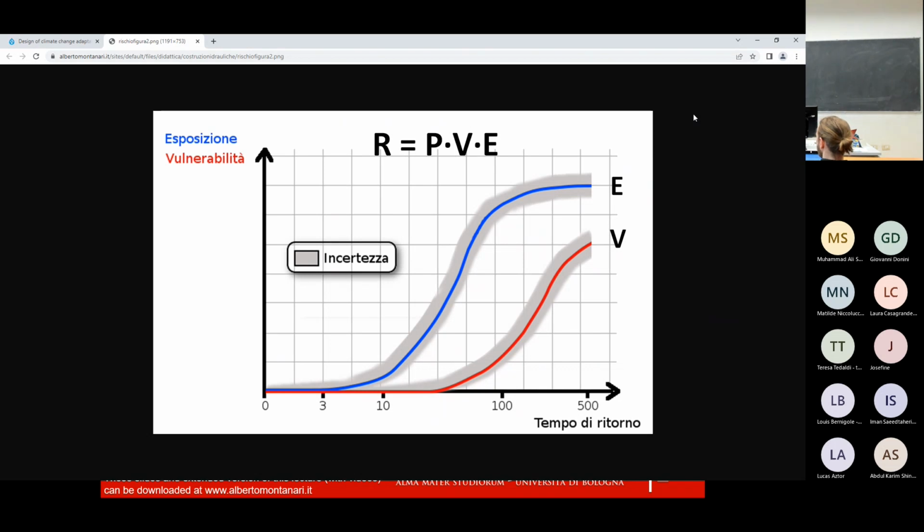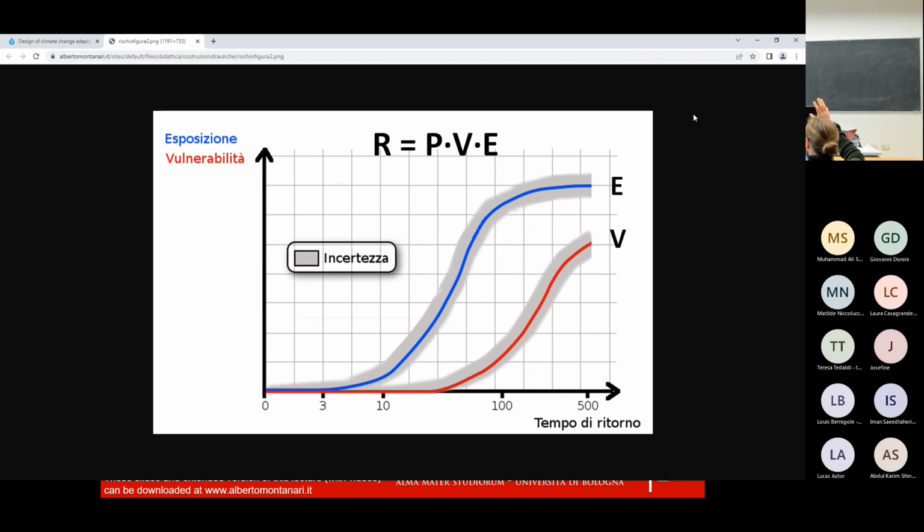Here I am focusing only on the vulnerability and exposure curves, and I am displaying the return period instead of the intensity of the event. And here you see that I also put some numbers, but it doesn't change anything because, as I said, the intensity is related to probability, which is related to the return period. And the higher the return period, the higher the intensity of the event. So it doesn't change anything.